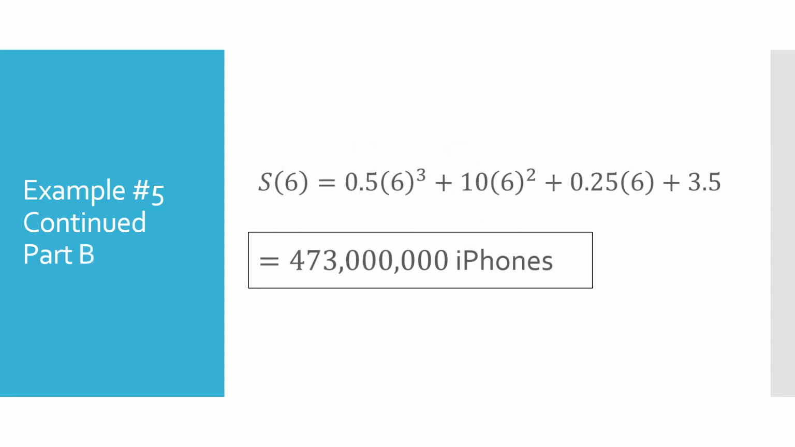To come up with a final answer for the problem, you will substitute the upper limit into your final simplified equation. Thus, S of 6 will be equal to 0.5 times 6 to the third, plus 10 times 6 to the second, plus 0.25 times 6, and you will add your c, which is 3.5. After simplification of this problem, you will wind up with 473 million iPhones. That will be the total sales by the end of 2014.